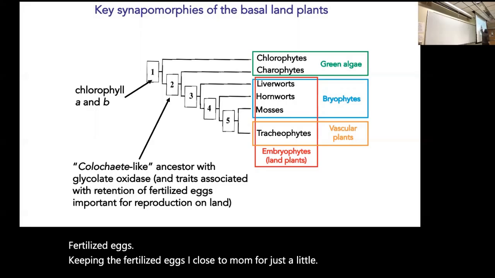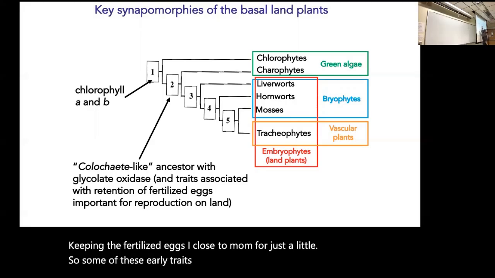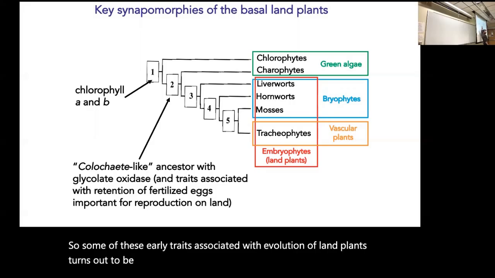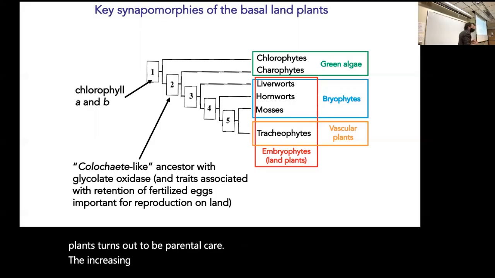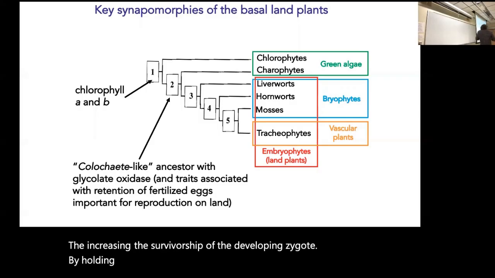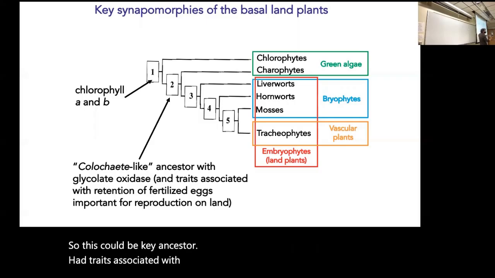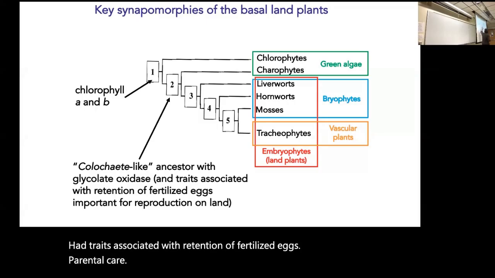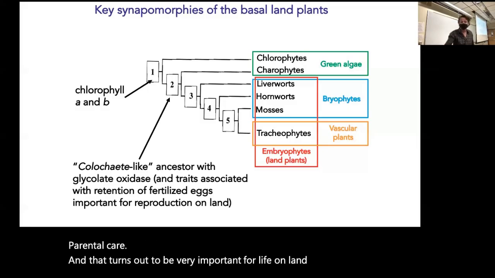So some of these early traits associated with the evolution of the land plants turns out to be parental care, increasing the survivorship of the developing zygote by holding these little ones closer to mom. So this Coleochaete-like ancestor had traits associated with retention of fertilized eggs, a little bit of parental care. And that turns out to be very important for life on land, successful reproduction on land.